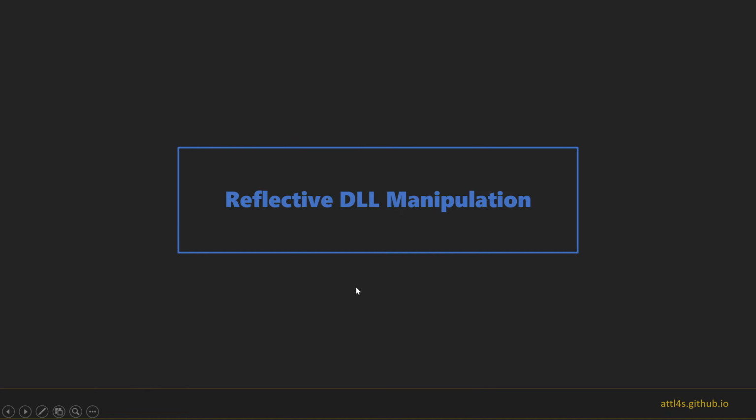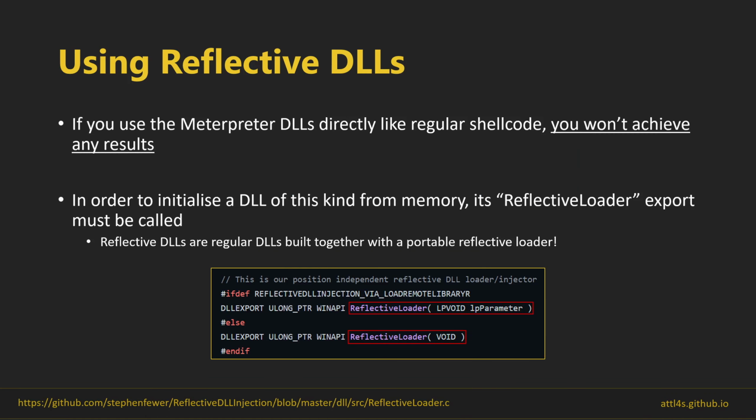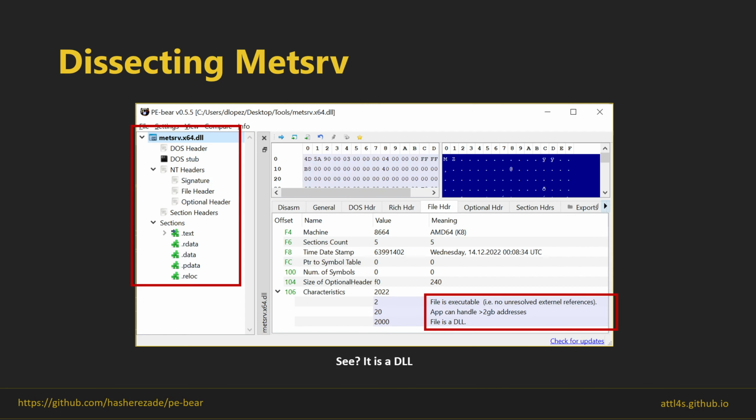So, reflective DLL manipulation. If we go and use these DLLs that we have just built and execute them like regular DLLs, we are not going to achieve anything. Okay. In order to initialize them properly, we need to, from memory, call the reflective loader export directly. Note that reflective DLLs, as we mentioned, are just regular DLLs built with a portable reflective loader.